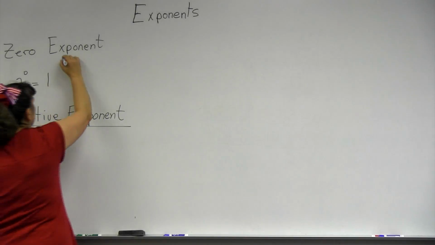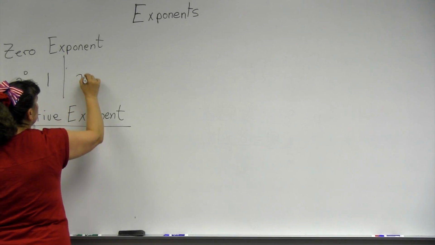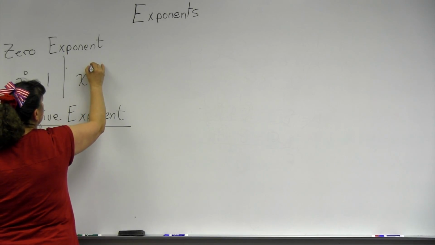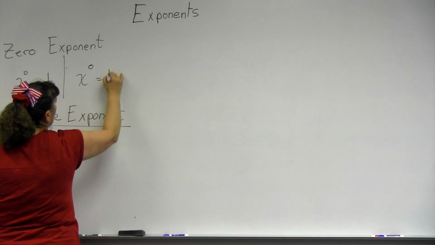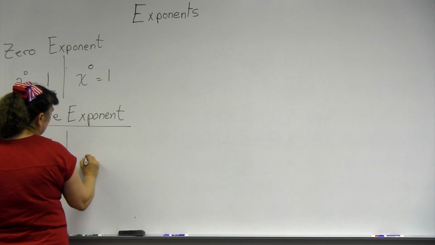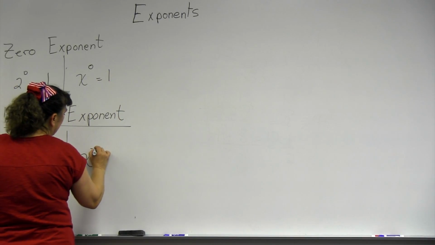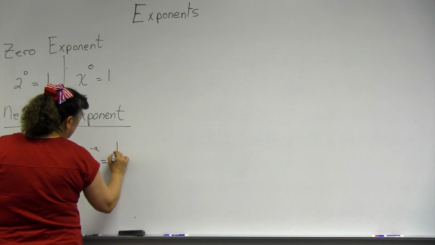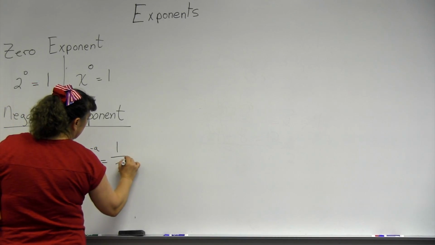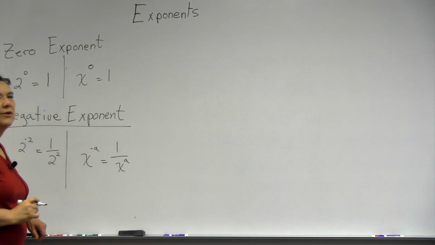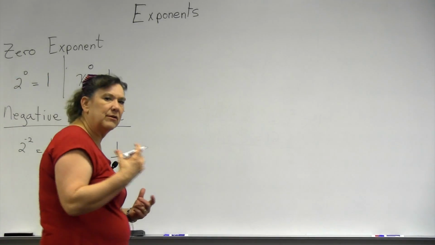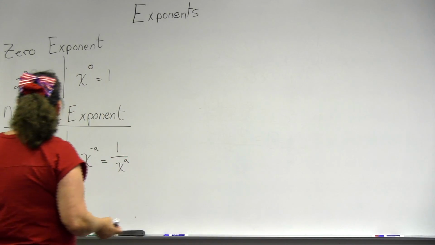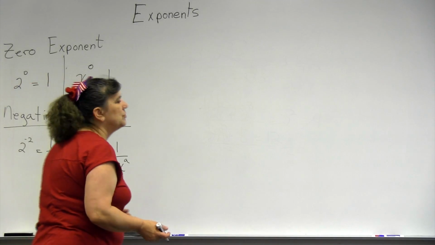In general, this would be written as x to the 0 is equal to 1. This one would be written as x to the negative a is equal to 1 over x to the a. It doesn't matter what you use in those letters. It's the indication that we're looking for. So why is this true?